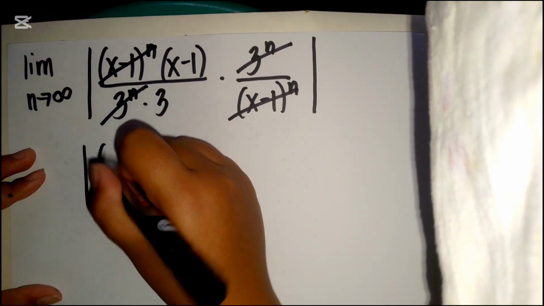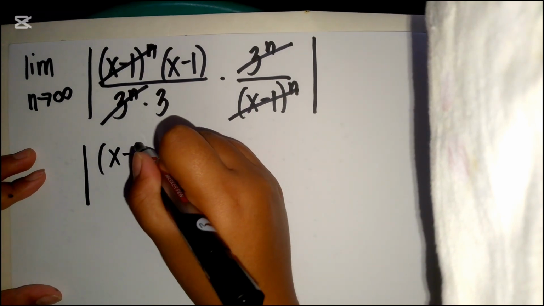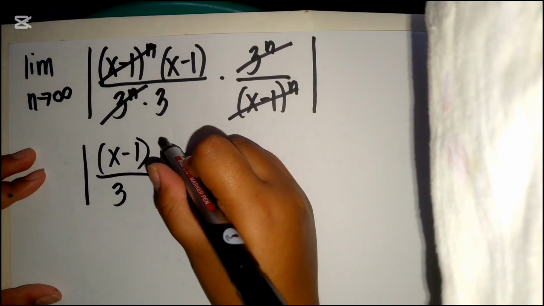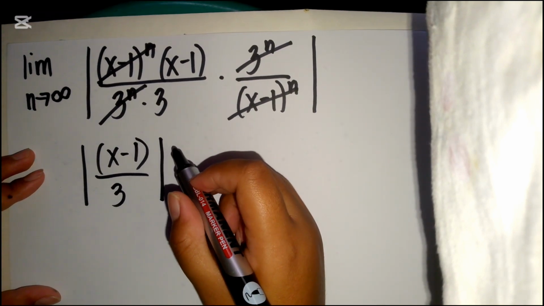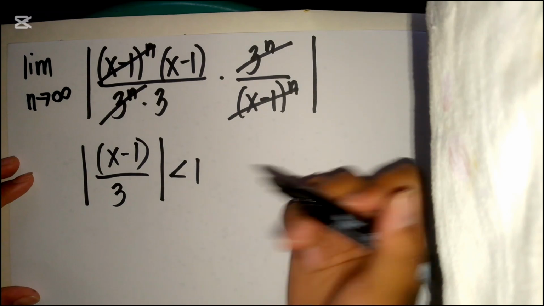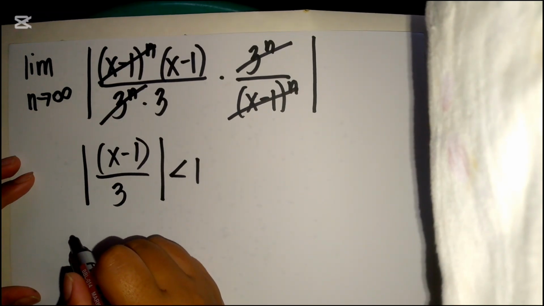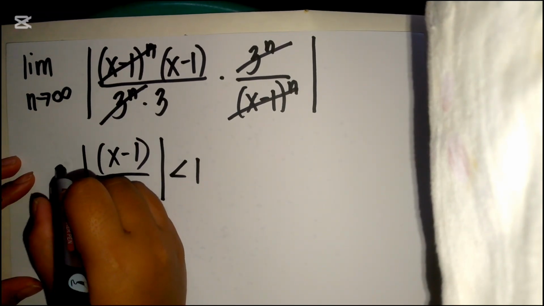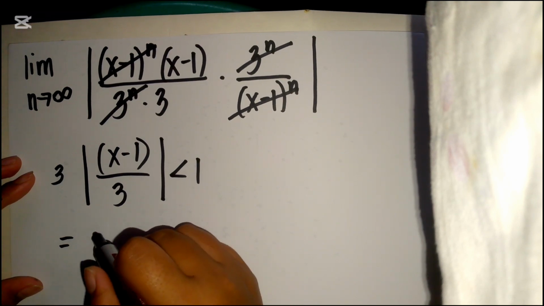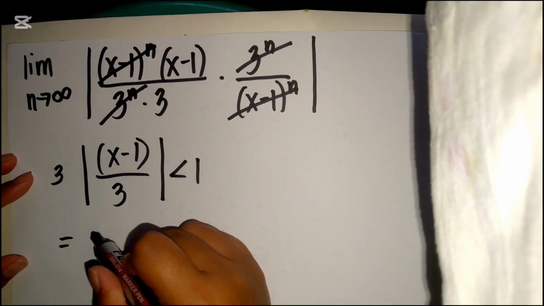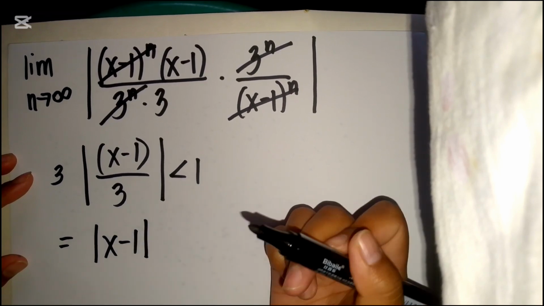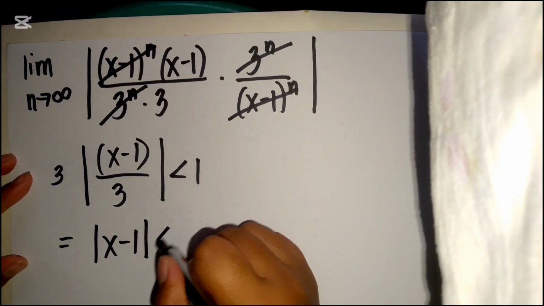Now we will be having the values of absolute value of x minus 1 over 3, which will be less than 1. And we will be canceling the over 3, so we have the 3 on this side, and it will give us absolute value of x minus 1 less than 3.